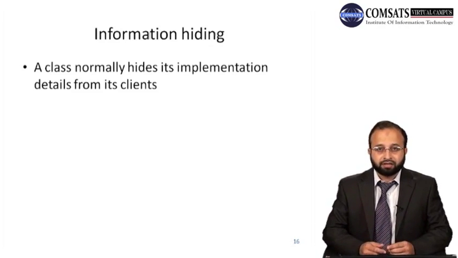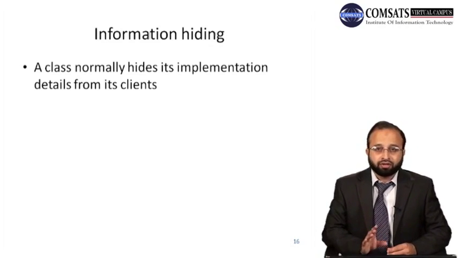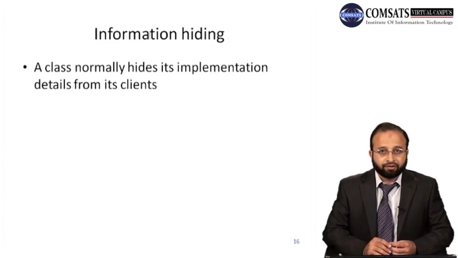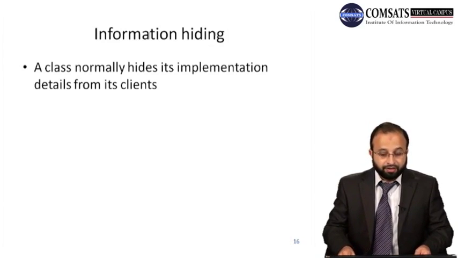For example, details are the private member functions, public functions hidden from the user. You hide the implementation details, right? You just tell that these are the function names. Now you can call these functions and get the functionality, right? So a class normally hides its implementation details from its client.